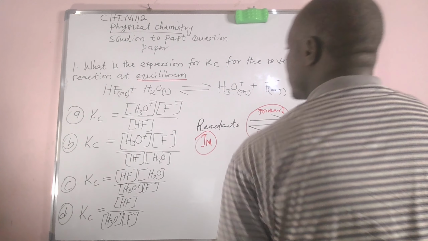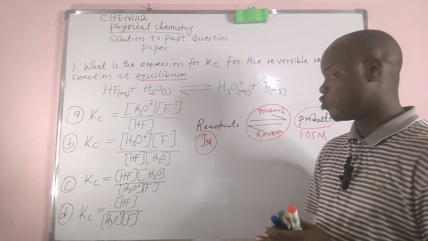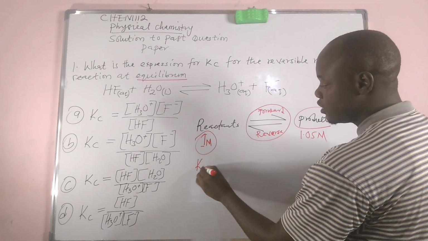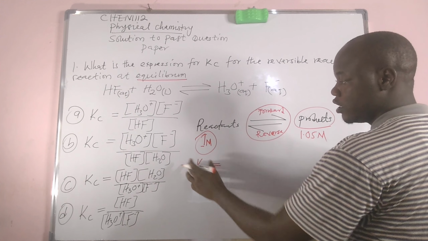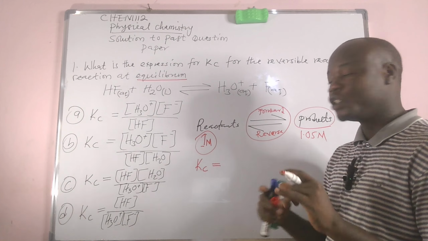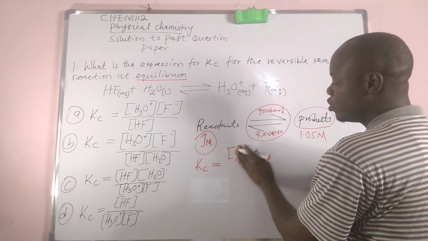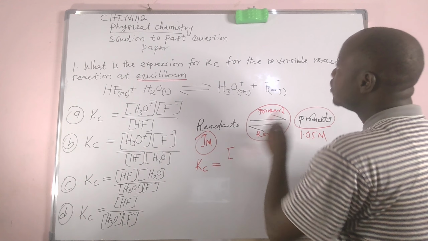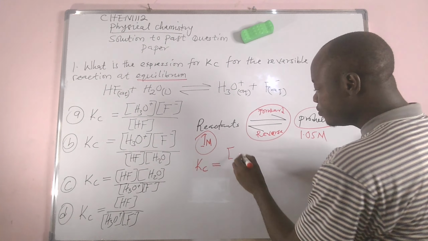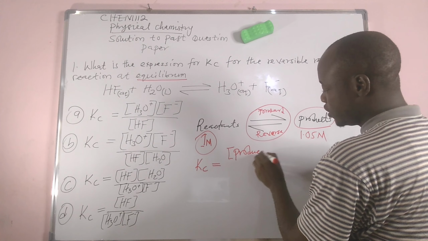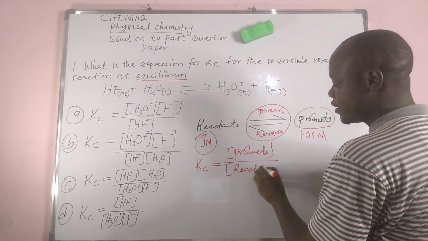So very importantly, ladies and gentlemen, in a chemical equilibrium, we have what you call the equilibrium constant. That is Kc. And the Kc is called the equilibrium constant, which shows the ratio of the concentration of products divided by the concentration of the reactants.